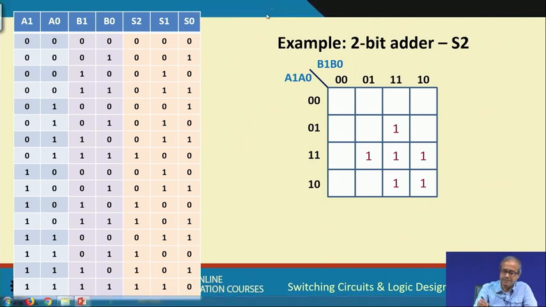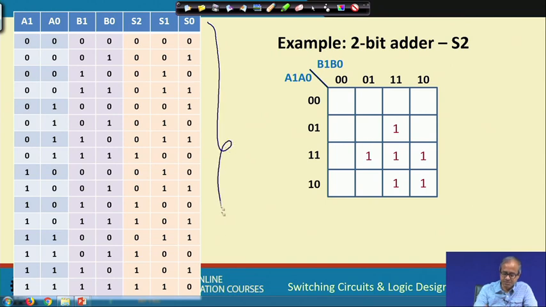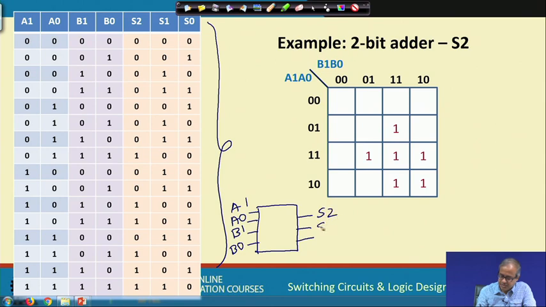Well, here first let us look at the truth table. This is the truth table of the adder. So, just recall, in the adder I had said that there will be 4 inputs, the first number A 1, A 0, then B 1 and B 0, and there will be 3 outputs S 2, S 1 and S 0. Let us see, in this truth table I am showing A 1, A 0, B 1, B 0 are the inputs and there are 3 outputs S 2, S 1, S 0.